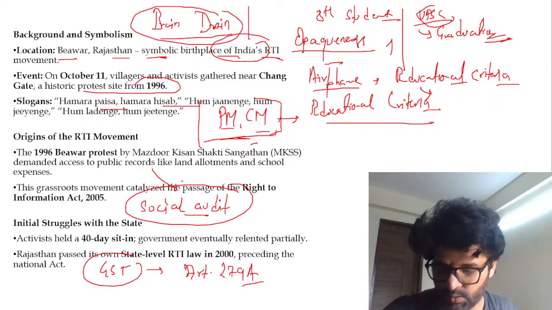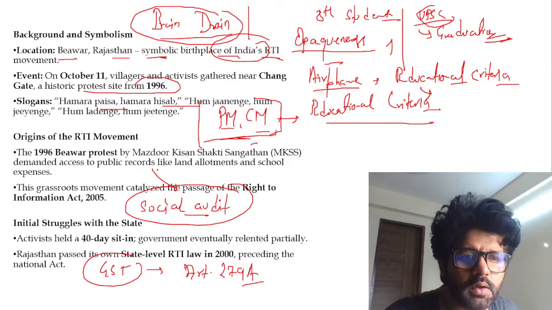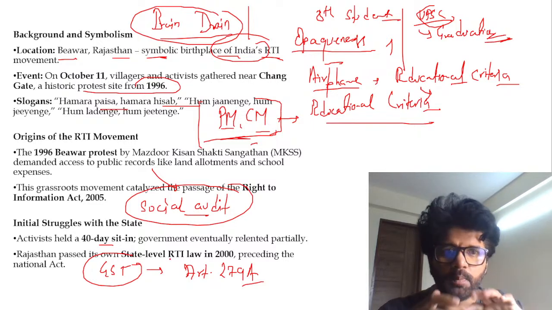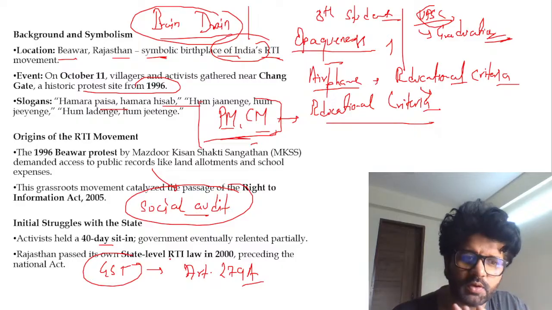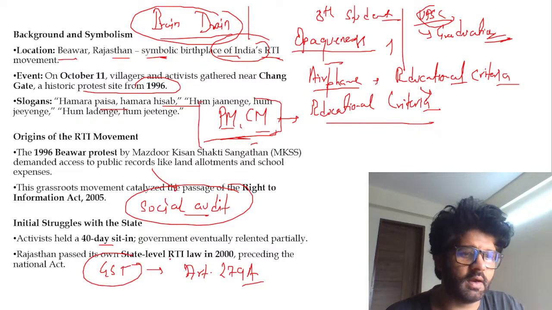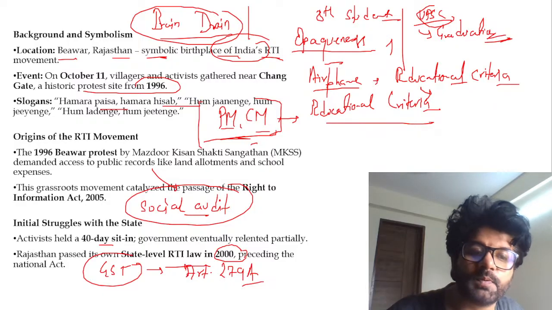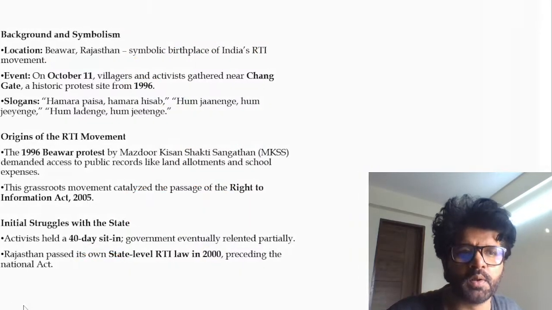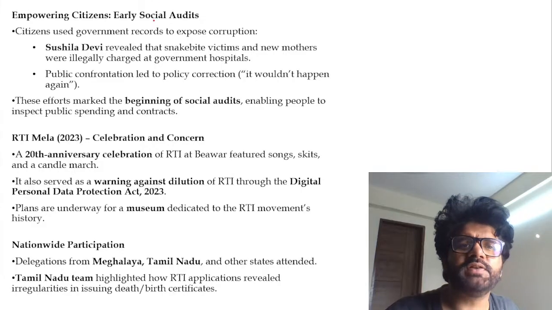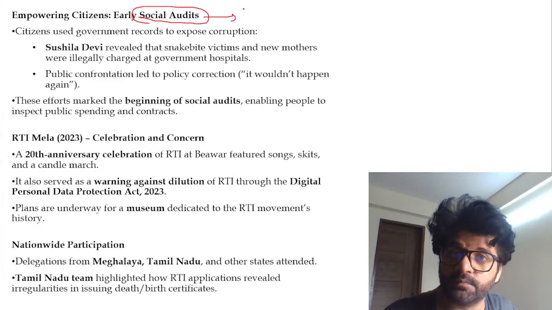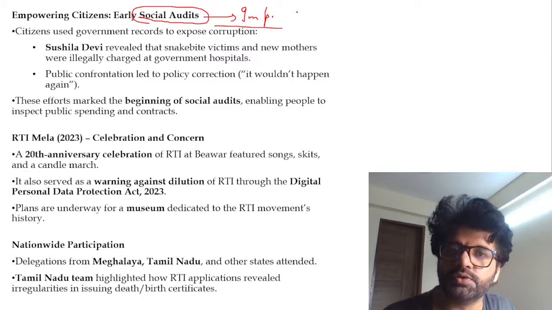So again, you can see all the things. Activists held a sit-in. It was happening in Rajasthan, and that's why I love Rajasthan. Biofuel policy, this policy, that policy, very good in that regard. So they started their own RTI law in 2000, and that happened 5 years before the RTI Act came in India. So many things had to happen. Empowering citizens, early social audit, important guys. This term is important from both GS2 and GS4 perspective.